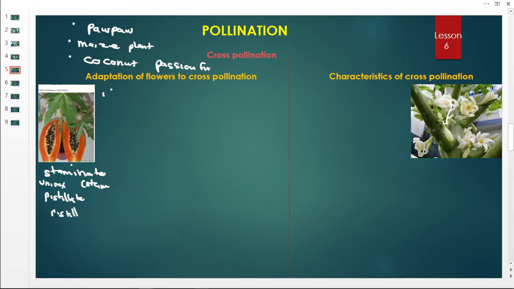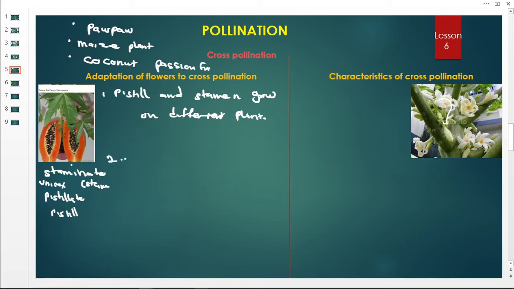Therefore the adaptation becomes, let us write it here, it means that the pistil and the stamen grow on different plants. For example, the purples, the pistillate and the staminate. That is one.